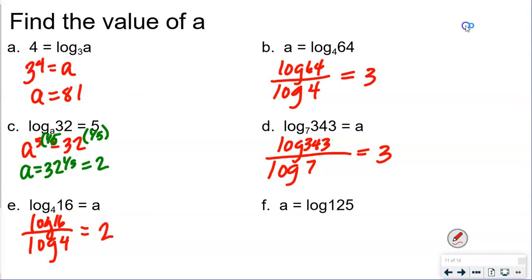Now this one's a little bit different. So we have a base of 10, right? So we could just do this like this, right? Or we can do it in the calculator, log of 125. You could do the log of 125 over the log of 10, but you can really just do the log of 125. And that's going to just give you the answer of 2.0969.